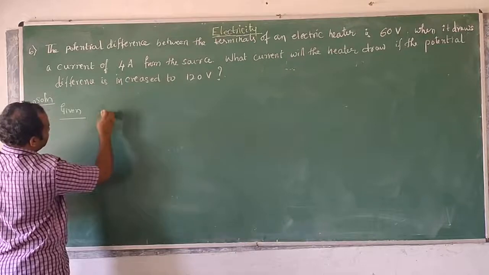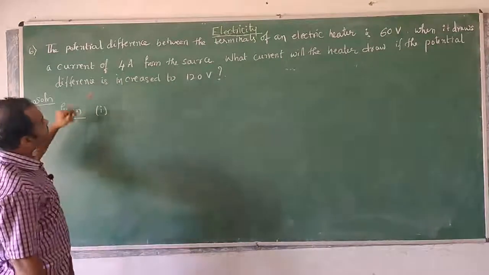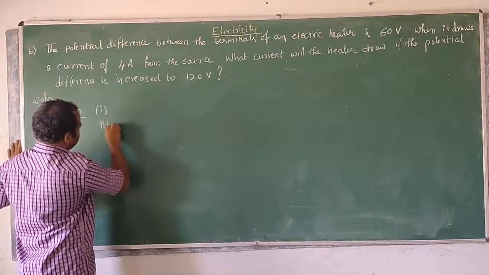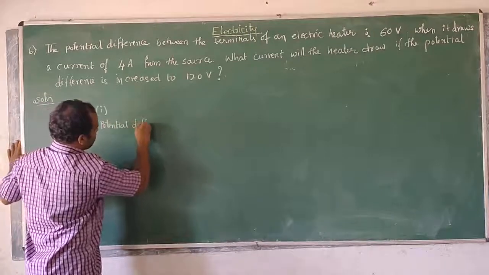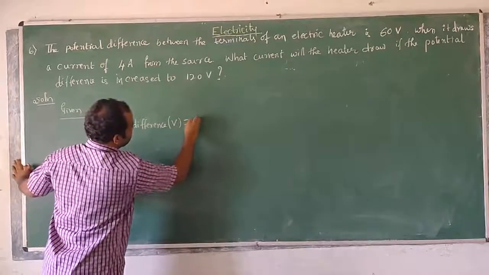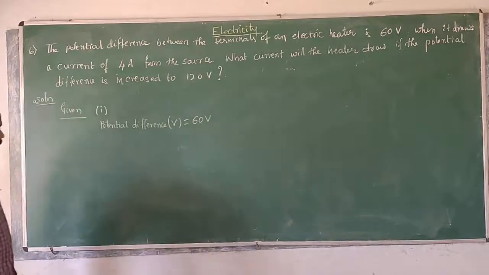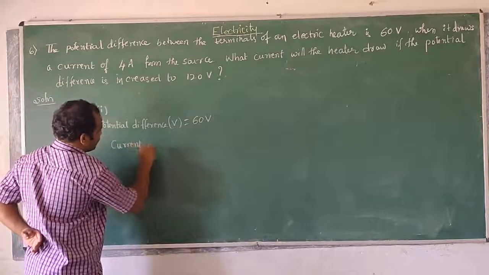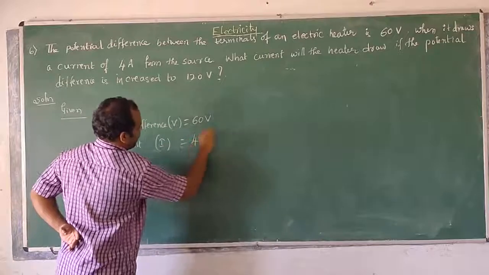Given, first case. What is given? Potential difference V. How much is given in the first case? This is 60 volt. 60 volt, and current is given. Current I is equal to 4 amps.